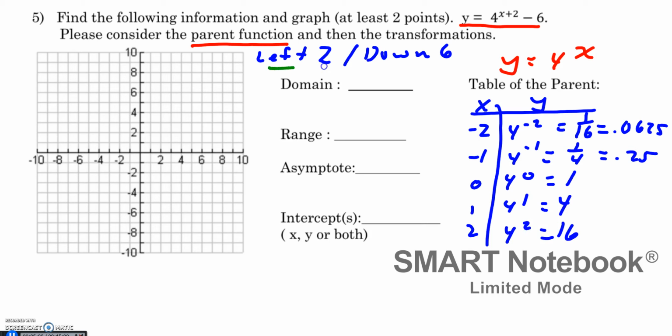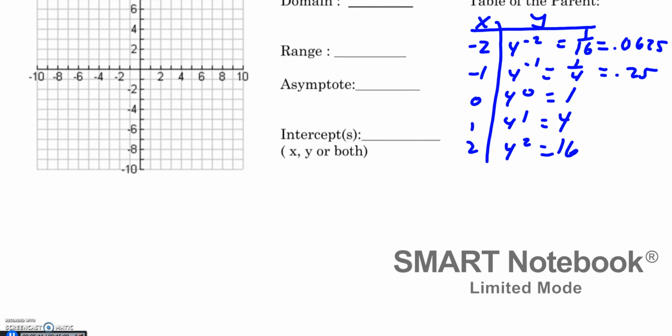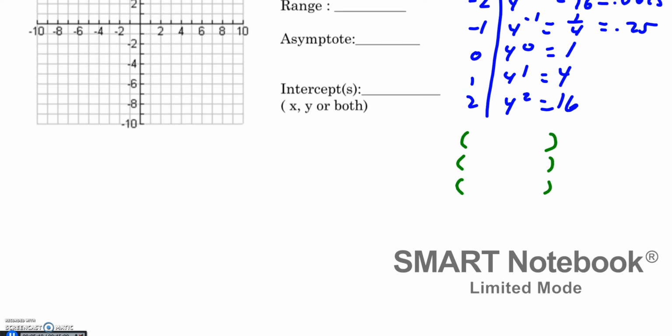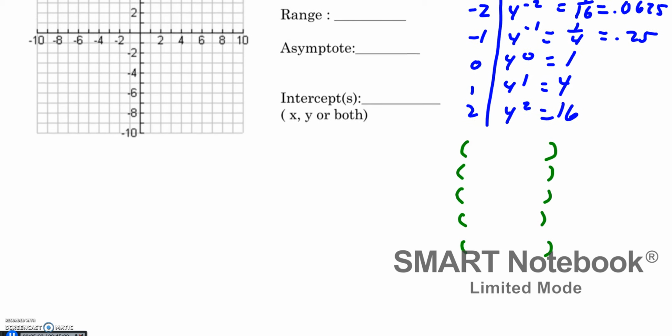So now I'm going to think about what the coordinates are going to become if I do those movements left 2, down 6. So I'm going to write those new coordinates down here. If I'm going left 2, I'm going to change all my x values first. So I'm going to make 5 new coordinates here, and I'm going to go through. If I'm going left 2, that means all of these are being subtracted by 2. So we have -4, -3, -2, -1, and 0. So all my x coordinates, the transformation is taken care of.